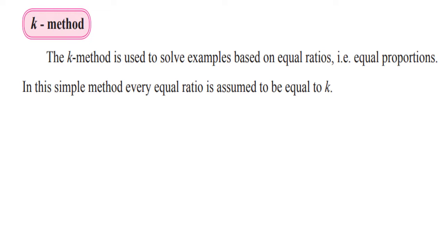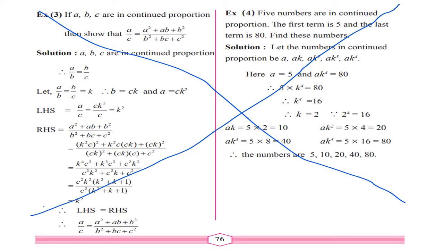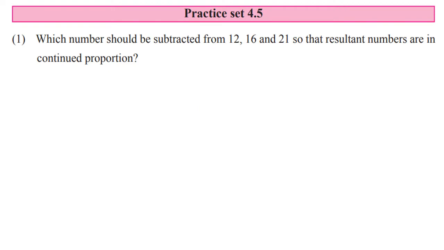Then what to be noted is the last solved examples 4 and 5. See this solved example numbers, I am sorry, 3 and 4, which are just above the practice set 4.5. They are under reduced syllabus. So take a note of this. Okay. All of you, please take a note of this. Now let's go ahead towards the last exercise, that is practice set 4.5. Now let us start. This exercise is based on continued proportion and K method.